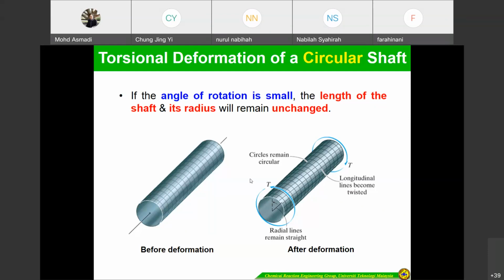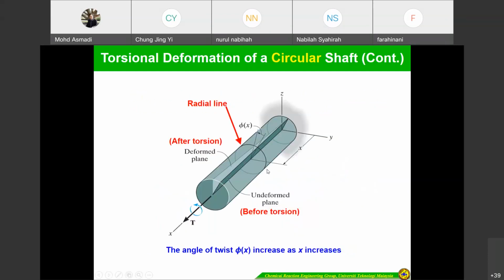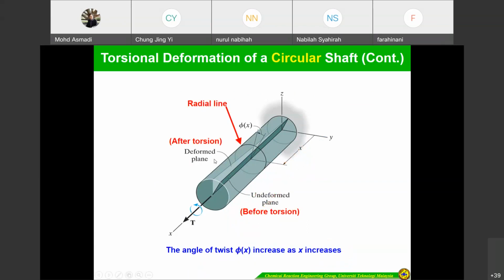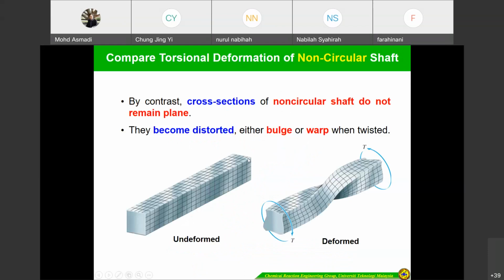Look here, this is a circular shaft, same. After torsion, the angle of twist increases as x increases, where x is the length of the shaft. Definitely, if you increase the length, the angle of twist is going to increase, because it is easier for us to deform it. So in terms of non-circular, this is what I already explained.